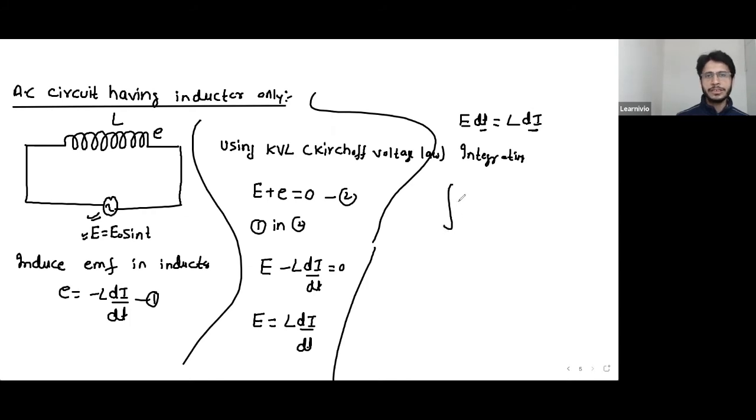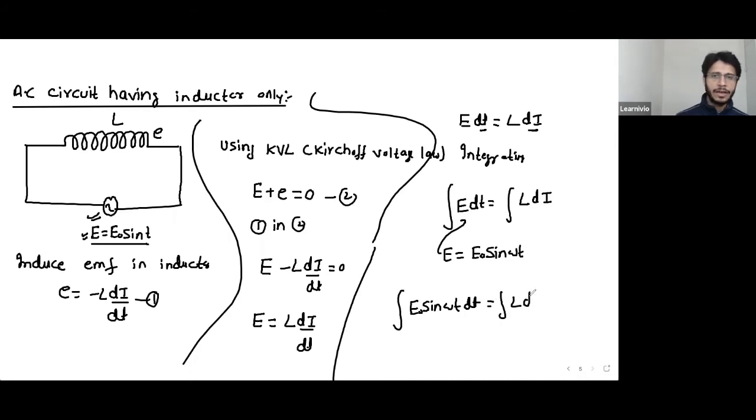So on integrating this equation, I am integrating E dt here, and I am integrating L di. This E is basically the equation of EMF. So this E, I can write as E naught sine omega t. I can substitute E here. So this is the integral of E naught sine omega t dt equal to the integral of L di.